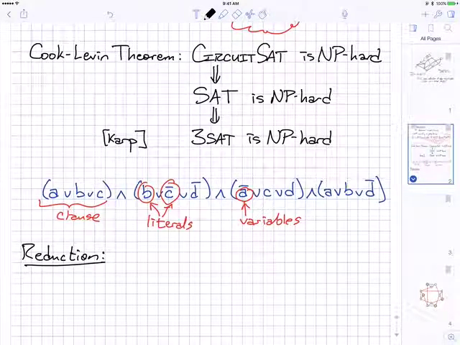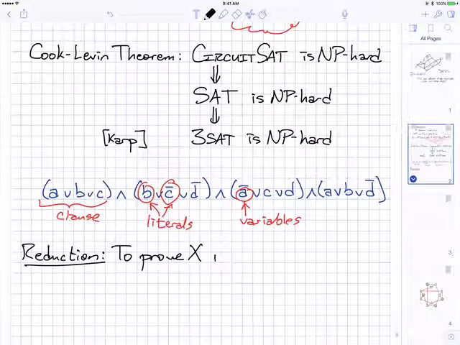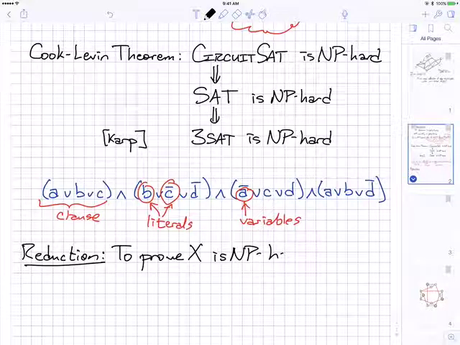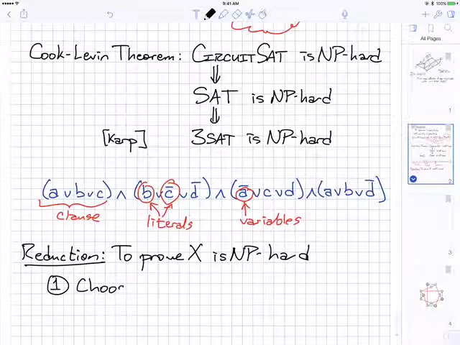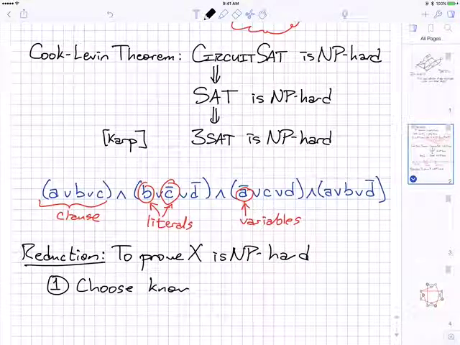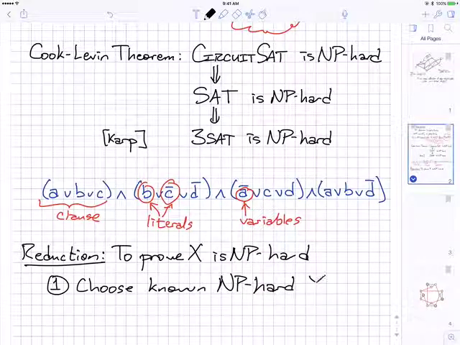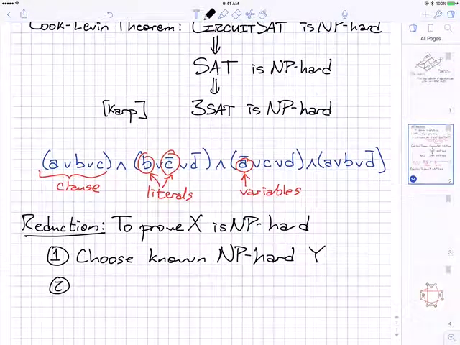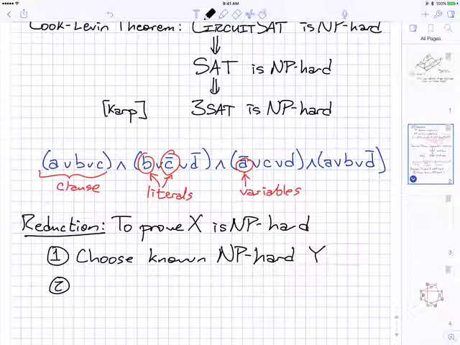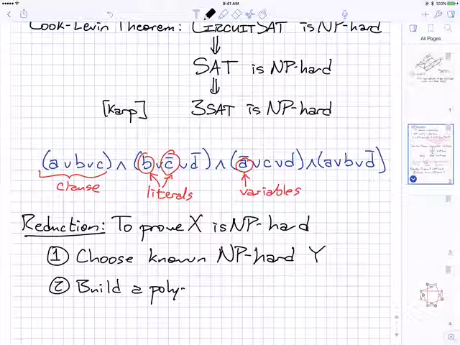But the way that we want to prove that some problem X is NP hard, the idea is that we need to choose some known NP hard problem Y, and then for the sake of contradiction, I'm going to assume that there is a polynomial time algorithm for X, and I'm going to use that to build a polynomial time algorithm for Y.